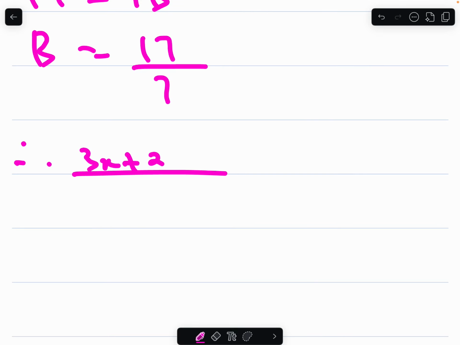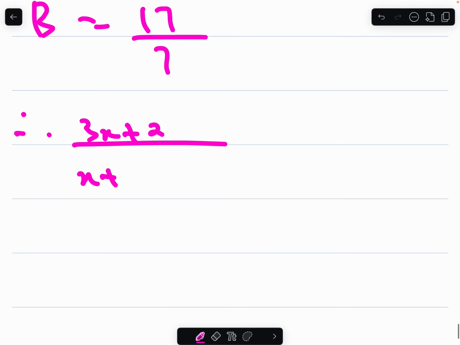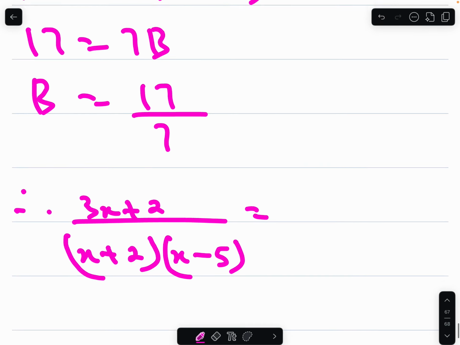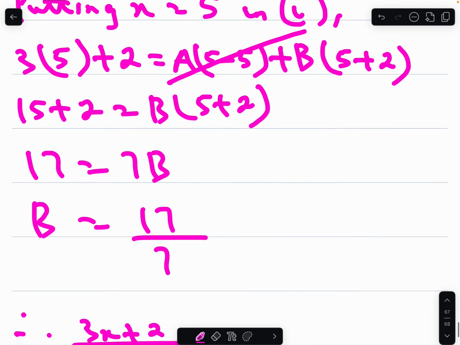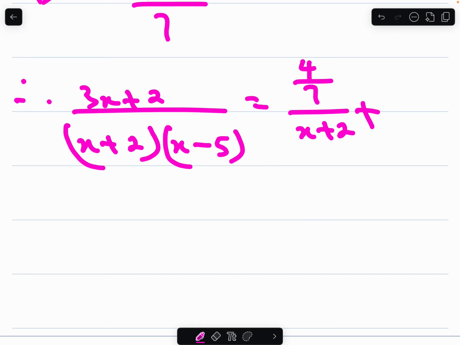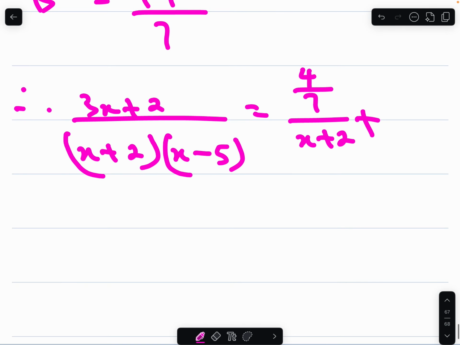And therefore 3x plus 2 over x plus 2 times x minus 5 is equal to A over x plus 2, which is the same as 4 over 7 divided by x plus 2, plus B, which is 17 over 7 divided by x minus 5.